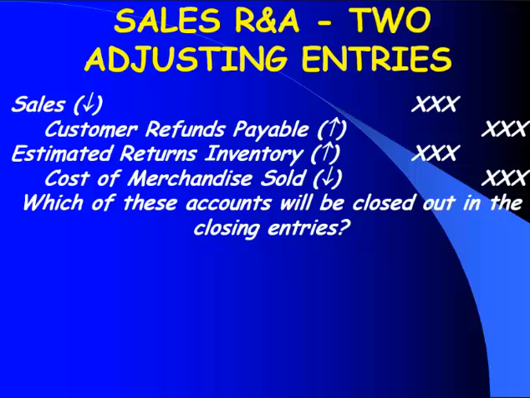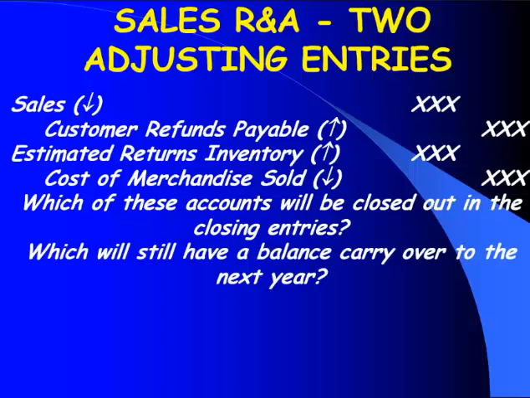No, that's an asset. How about cost of merchandise sold? Will we close that out? Yes, it's an expense. We're going to close it out with the expenses. So you might want to line through that also, because what I want you to understand is that all of these adjusting entries, what's still on our books going into the next accounting period is customer refunds payable and estimated returns inventory. Back to our question, which will still have a balance that carries forward, again, the payable and the inventory.